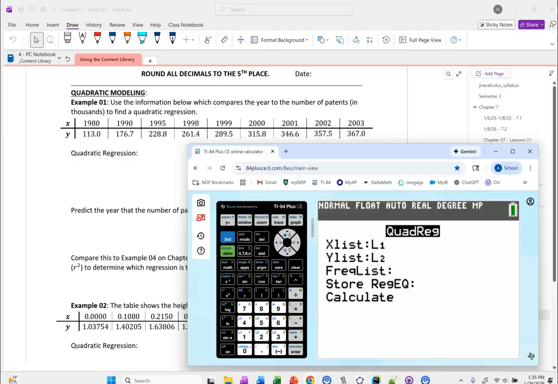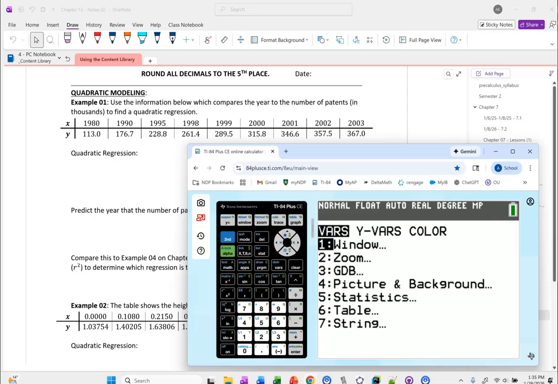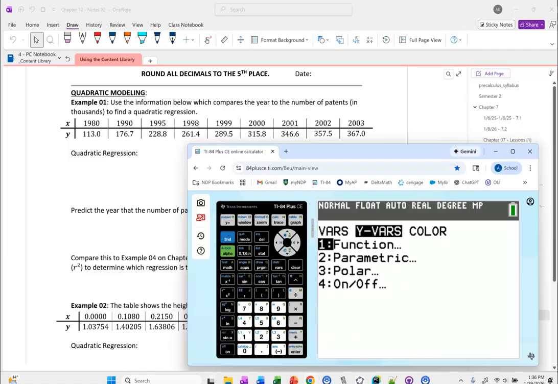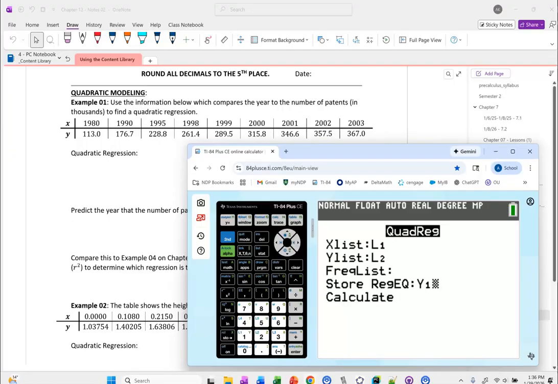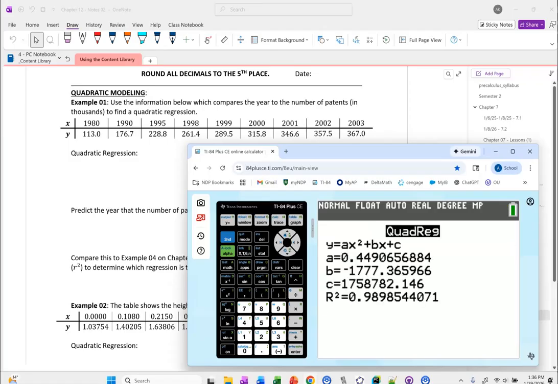I'm going to enter Y1 there. To get to Y1, I need to press the vars button, which is right below the down arrow. Will you always put Y1 in there? Unless you want to save whatever you have in Y1 and put it somewhere else. But it's fine. And then after I press vars, go to Y-vars, function, and there's Y1. And then I'll hit calculate.